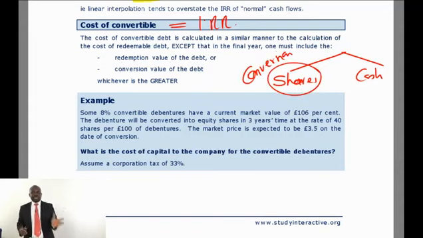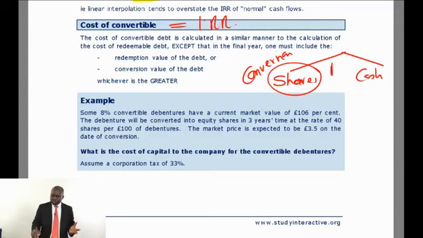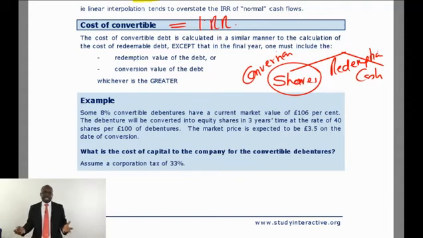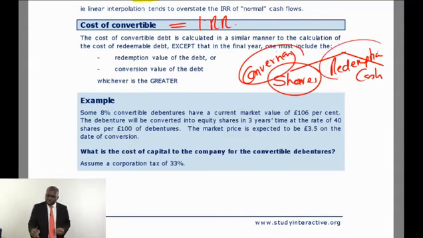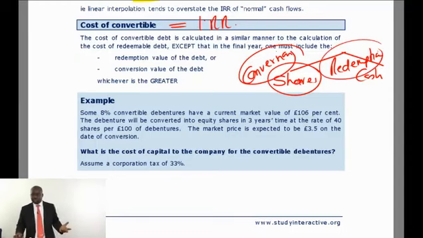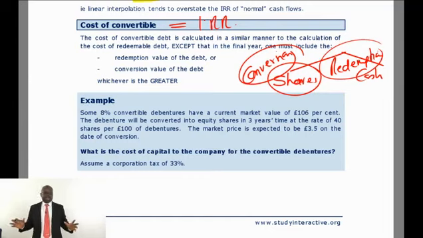But when we redeem it using cash, that is where we say it is what? Redemption. So the biggest question here is, if I have to calculate the internal rate of return, when I get to the last year, I will need either conversion value or redemption value. That is the only difference between the cost of a convertible debt and the cost of redeemable debt. Redeemable debt, you haven't got any option. You simply have to redeem it. That's why we bring redemption value straight.